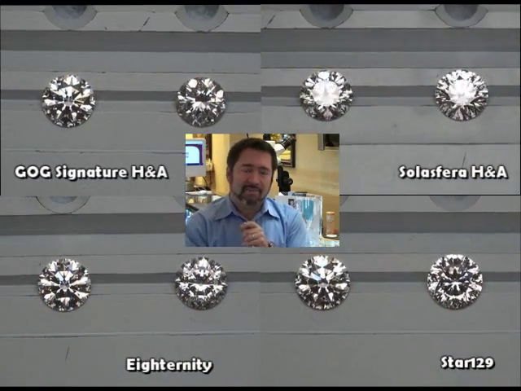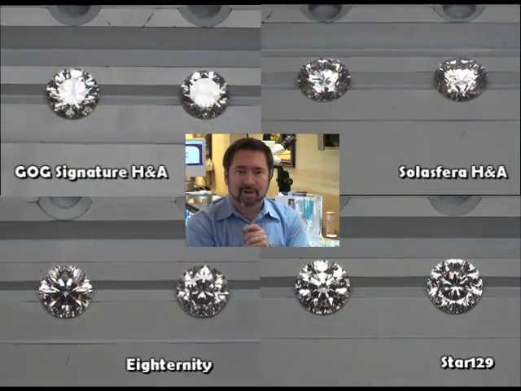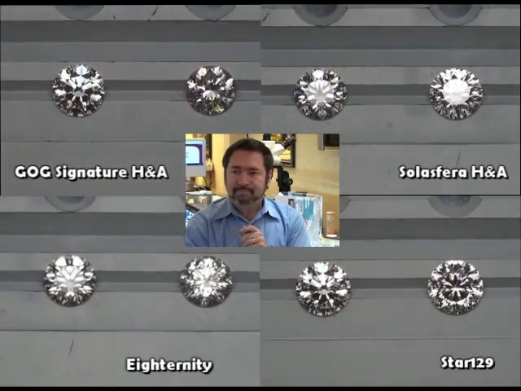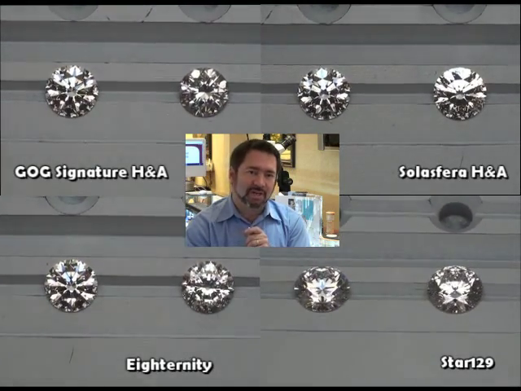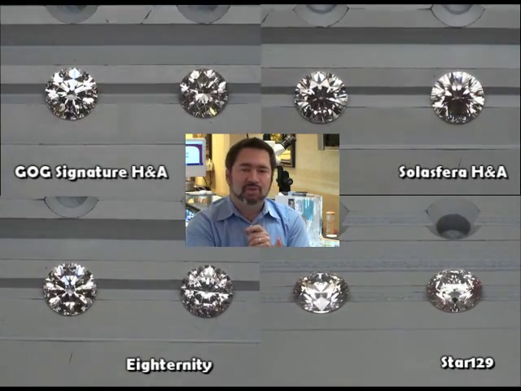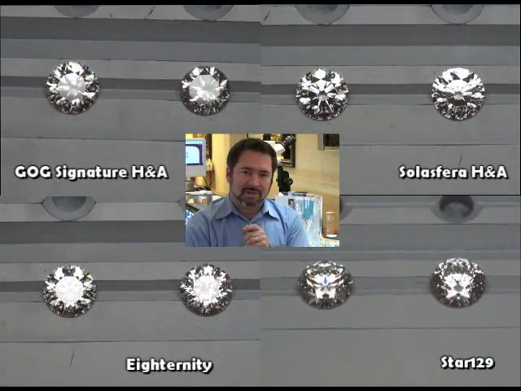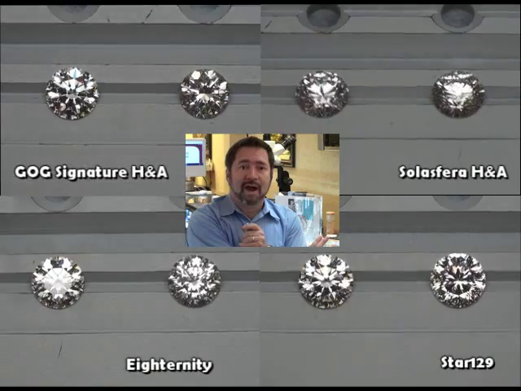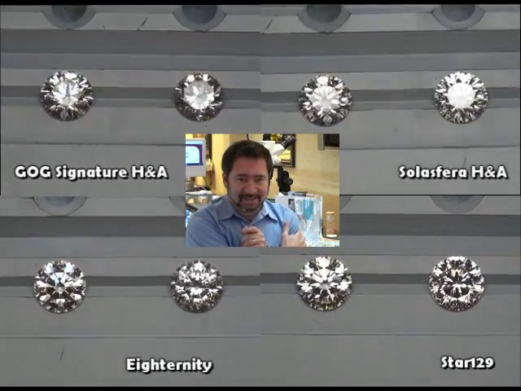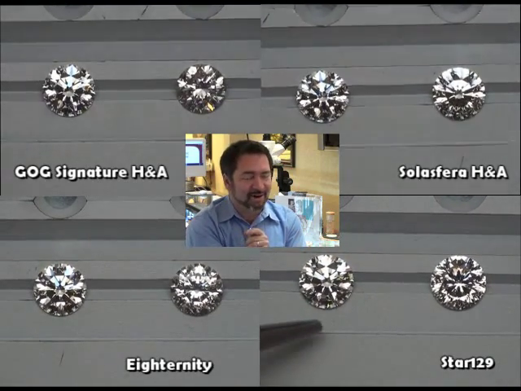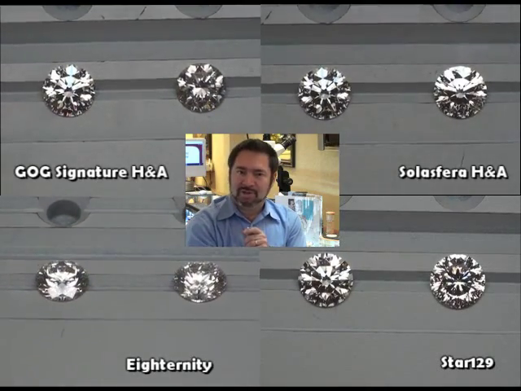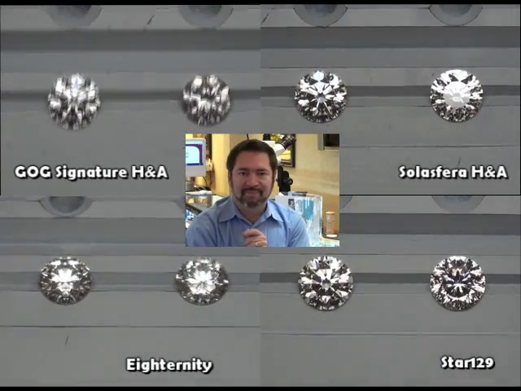Something else to be aware of: for the diamonds that are featured on our website, in each one of the shapes that you've looked at, we have access to the inventories of each one of these cutting facilities. So even though you see so many hearts and arrows rounds on our website, and we have a great variety, we have access to more that's not on our website. Same goes for Star 129, Solisfera, and Eternity as well.